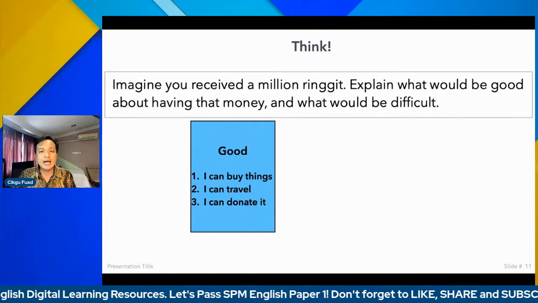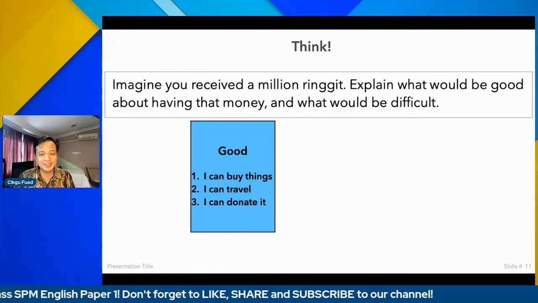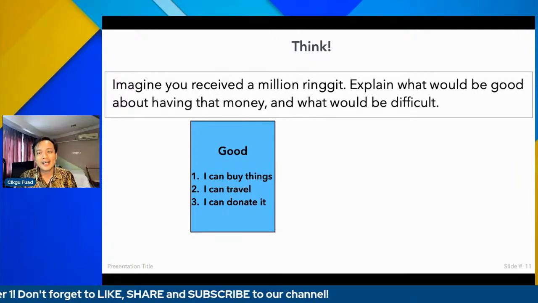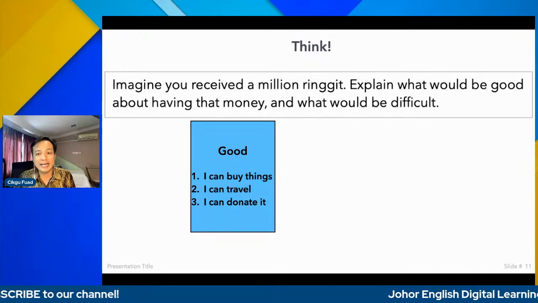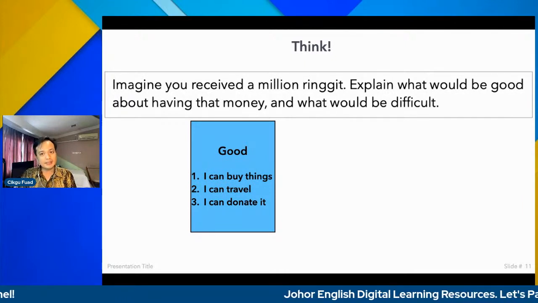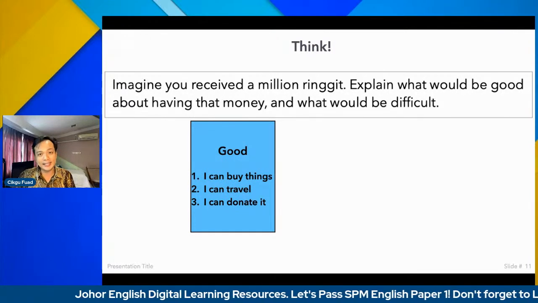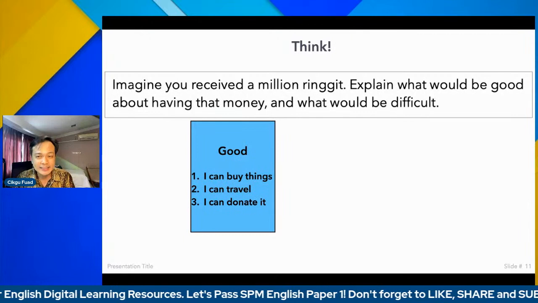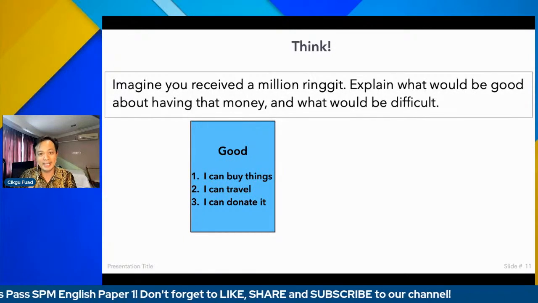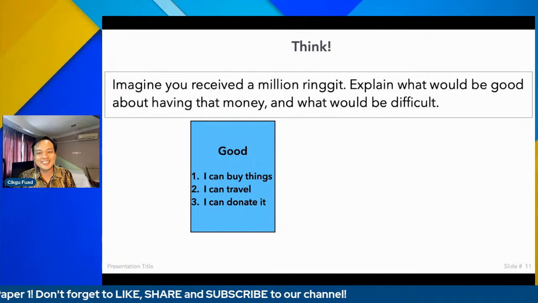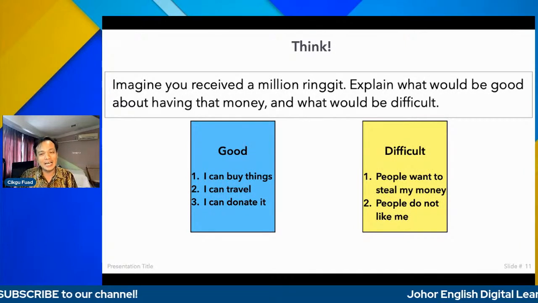Now these are my ideas. For example, what would be good if I receive ringgit? I would say that it's good because I can buy things. It's good because I can go travel. And it's good because I can donate the money. What is the meaning of donate? Derma. Very good. Mendermakan duit tersebut. Baik tak saya? Baik kan? Thank you.